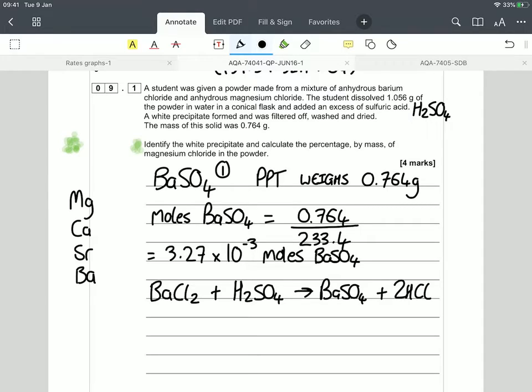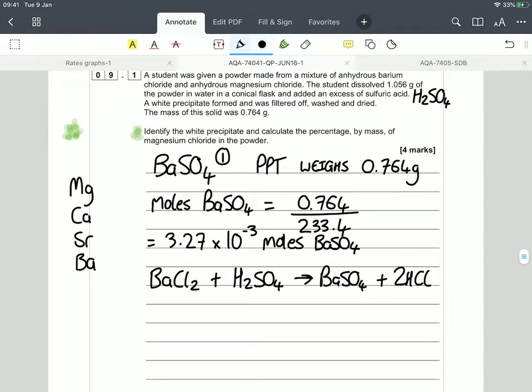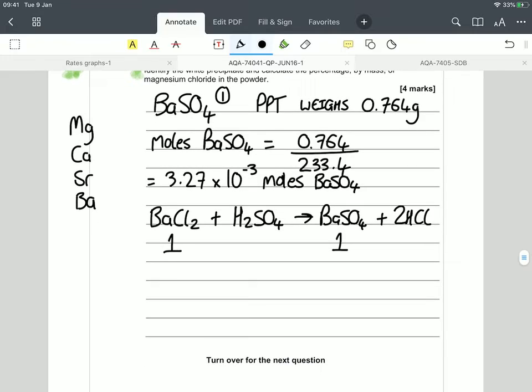Okay, you don't need to write the equation for this question, but it helps, right? The reason it helps is if you look at this as a balanced symbol equation, and we could put the state symbols in, but we know it's a precipitate, so let's not bother. One mole of that tracks back to one mole of that, because there's no balancing required, there's no coefficients in front of the formulae, so it must be 1 to 1.